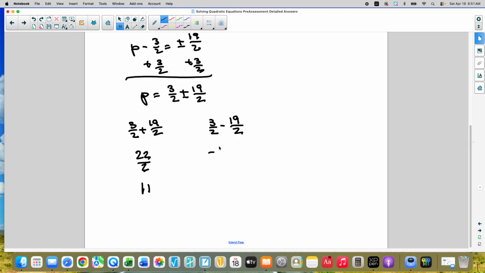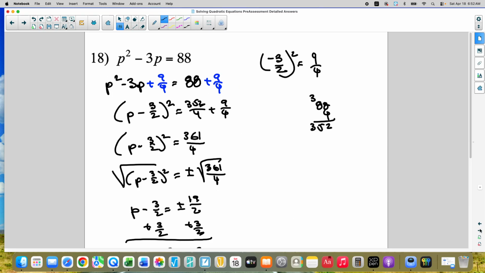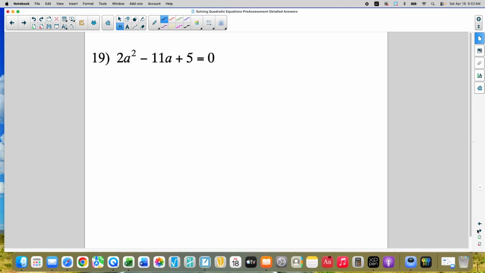This gives us negative 16 halves. Hello, Mr. Mac. Slow brain this morning. Negative 8, 11. Did I write the solution set of that other one? Yes, I did. Oh, so completing the square.